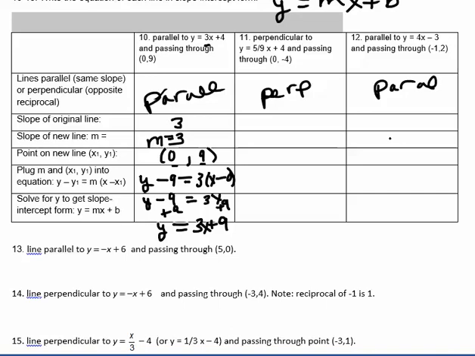You might have to do a little more work solving because you don't have a 0. But let's look at number 11, which is perpendicular. The slope of the original line was 5/9. So perpendicular to that, take the reciprocal and take the opposite sign. The original was 5/9, so the new one will be -9/5. The point on the new line is (0, -4).